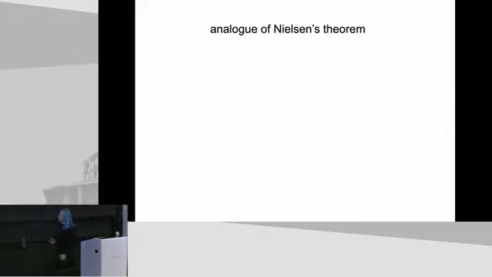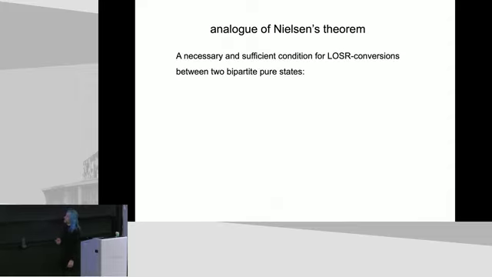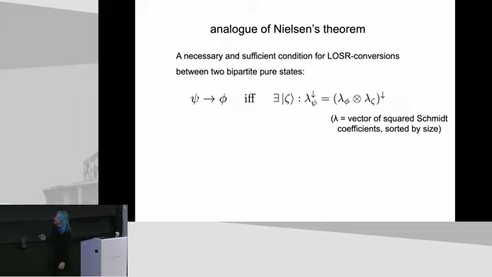And we can prove from this an analog of Nielsen's theorem. Remember, Nielsen's theorem told us a necessary and sufficient condition for LOCC conversions between two bipartite pure states. This is the analogous thing, but for LOSR conversions, and it looks kind of similar. A pure state psi can go to a pure state phi if and only if there's some new pure state xi such that the vector of squared Schmidt coefficients, sorted from largest to smallest, for psi is equal to the sorted vector for the tensor product of phi and xi. So it looks similar, but now we have this extra state xi here.